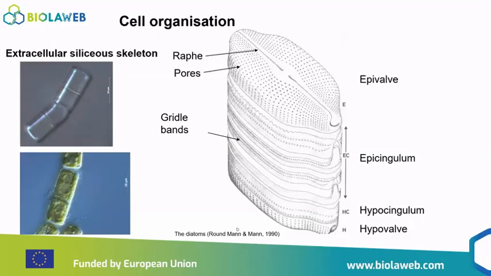Okay, a few words about the cell organization. This is a scheme that many of you working on diatoms know, by Round and Crawford. Sorry, there is a mistake here in the book that everybody knows if you're working on diatoms. Diatoms have an extracellular siliceous skeleton, which is made of an epivalve and a hypovalve that you can see here on these two photos.